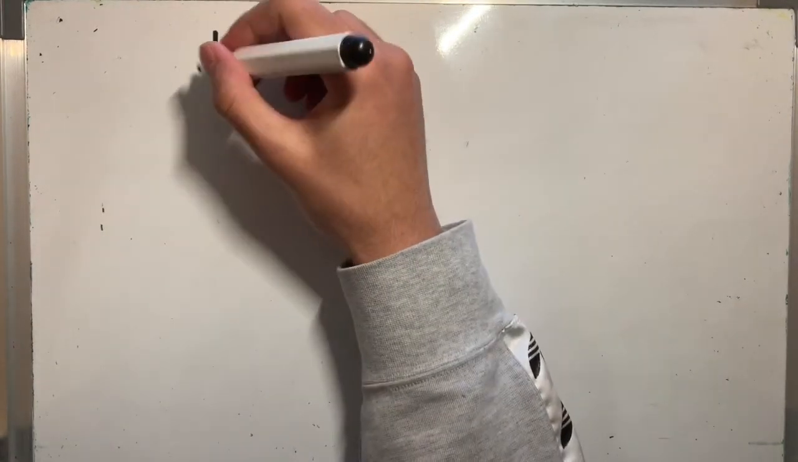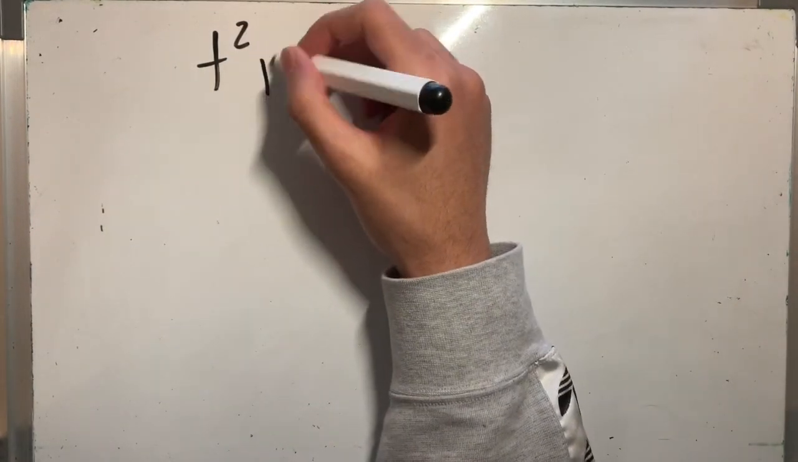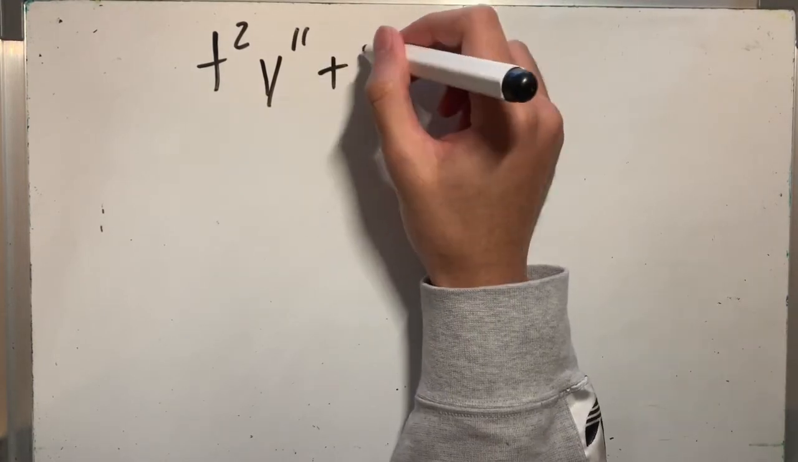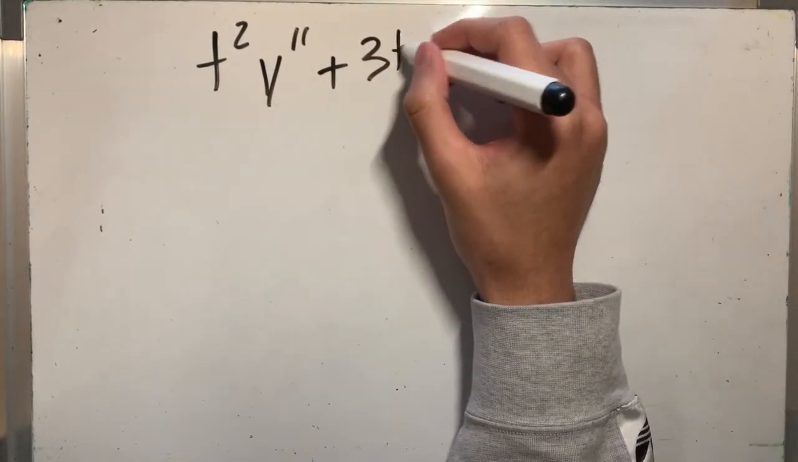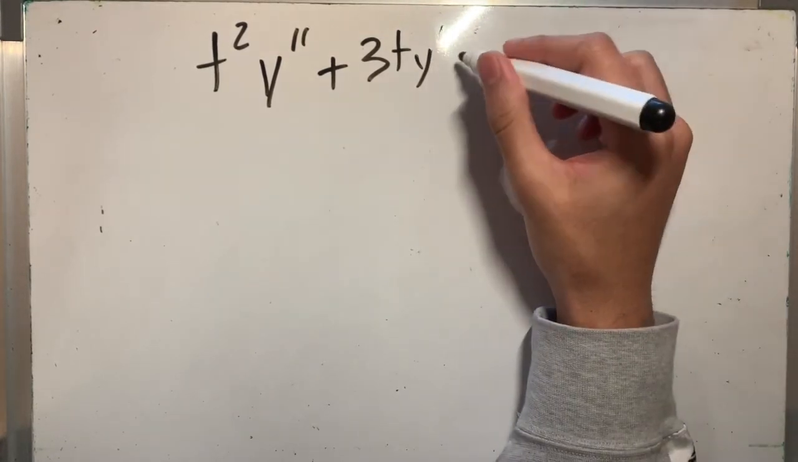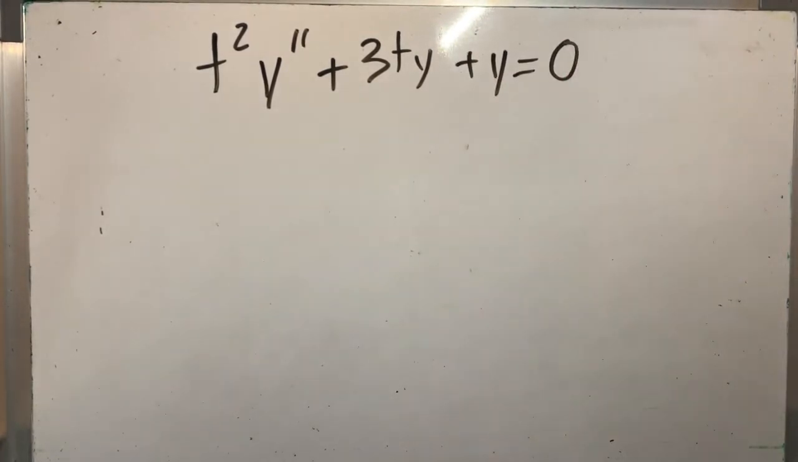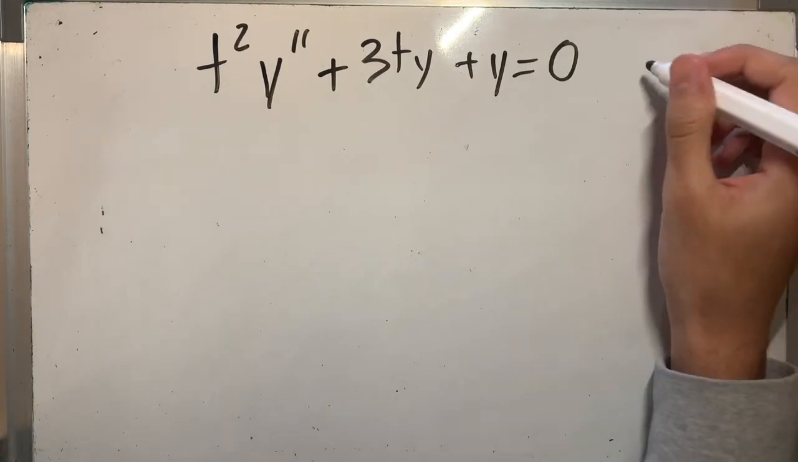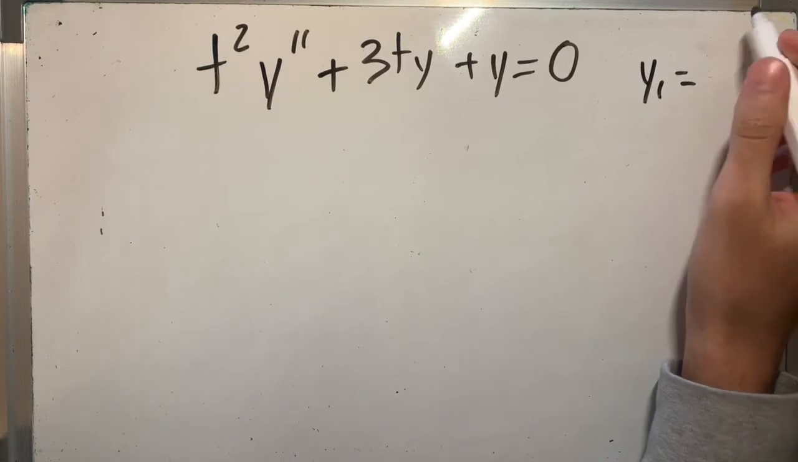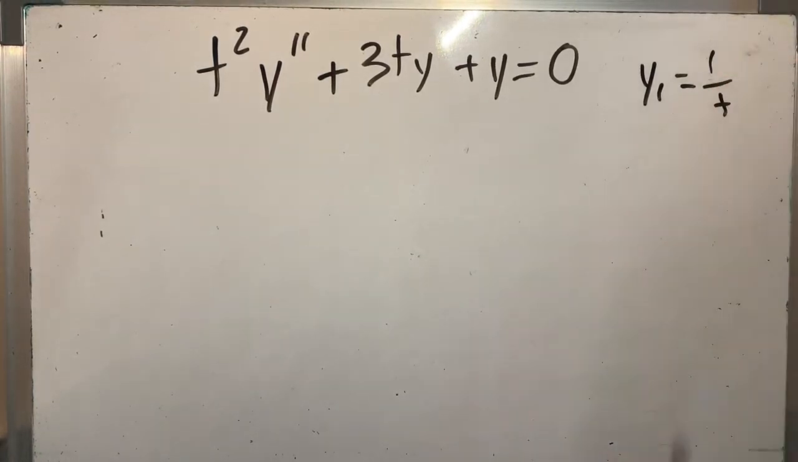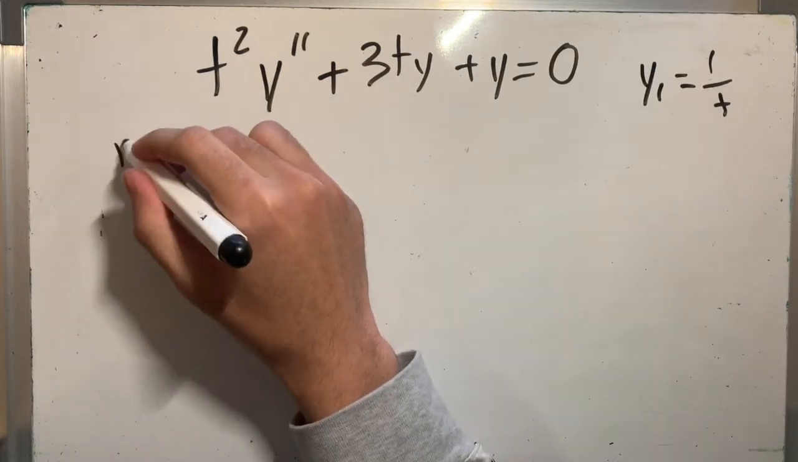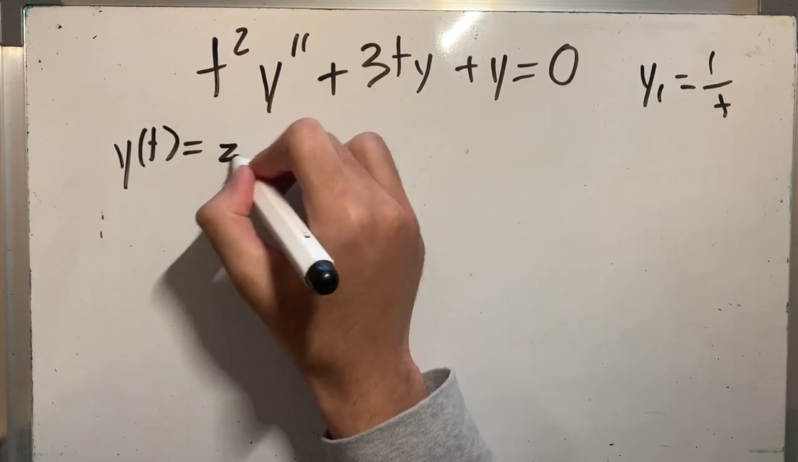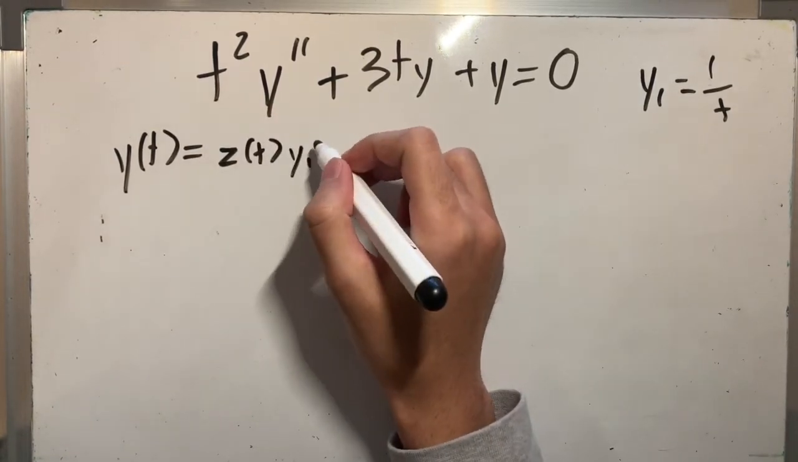Okay, so solving a second order differential equation without constant coefficients. There could be a few methods, but if they give you the first solution, which in this case they are, then you can use the method of reduction. The method of reduction states that y of t is equal to c of t times y1 of t.